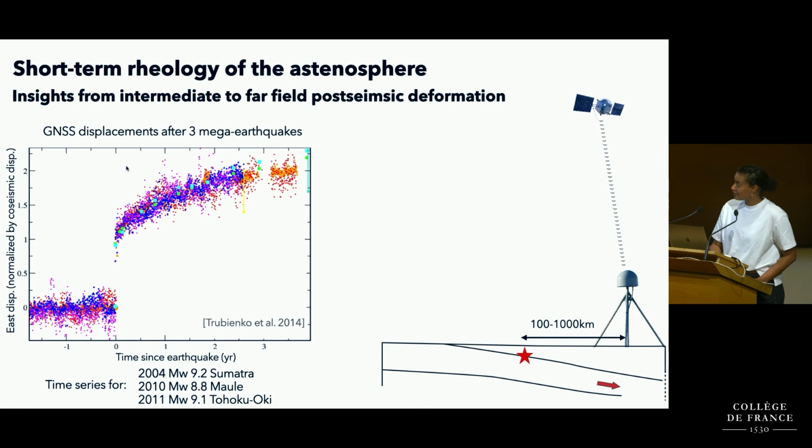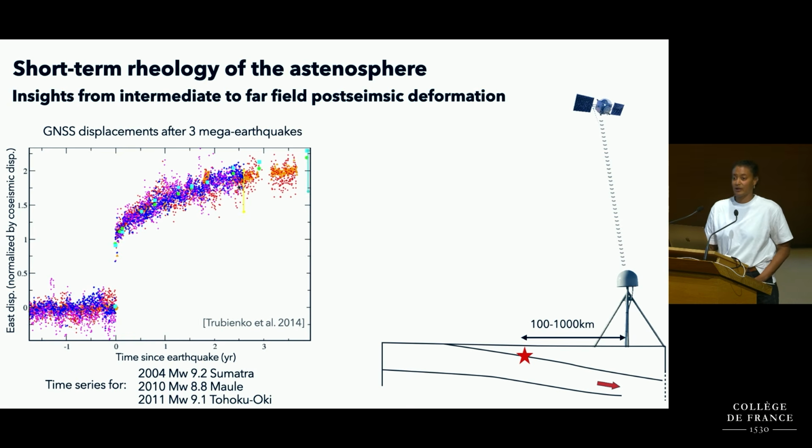One of the, I think, most important figures that I've seen in the past few years is this figure by Olga Trubienko and Luce Fleitout, who I think is here, of deformation after large earthquakes for 3 major earthquakes in different regions. And those deformations are recorded by GNSS stations in the intermediate to far field, so about 100 to 1,000 kilometers away from the epicenter. And those deformations are normalized by the co-seismic.